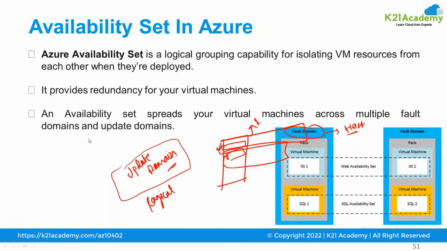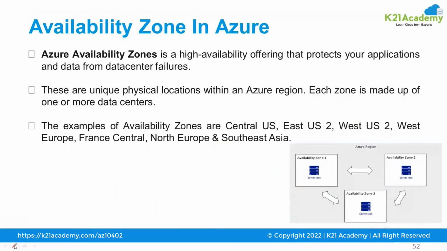When we are talking about availability zones, in the same region we have multiple data centers which are at least 100 miles away from each other, right? Separate power supply will be there. So inside the same region, for example Central US, we have three or four availability zones. Inside Central US, we have different data centers which are at least 100 miles apart from each other.